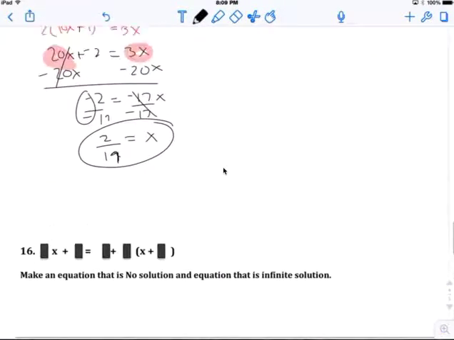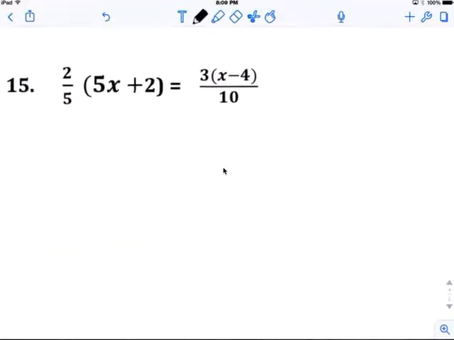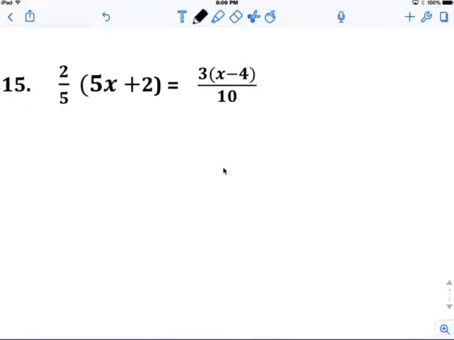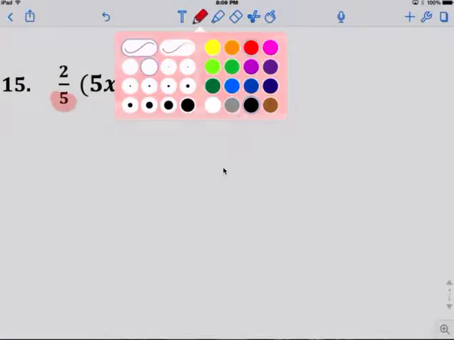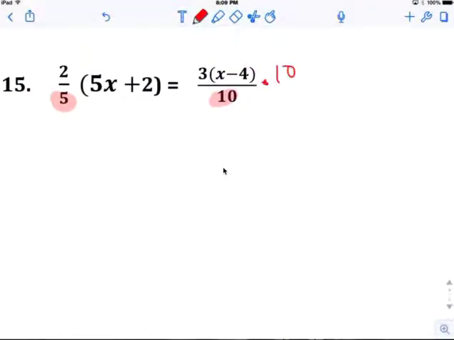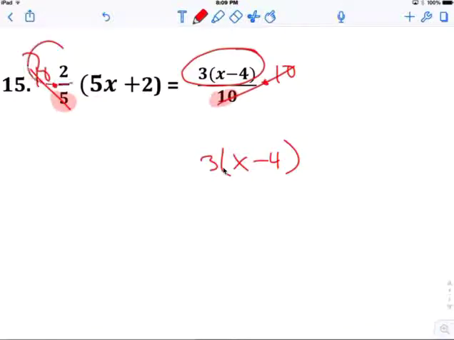Number 15, oh my goodness. Least common denominator is 10. It's 5 and 10. Least common denominator is 10. Times it by 10. Cancels out. Only leaves you this. 3 parentheses x minus 4. Times it by 10. It's 2. 2 times 2 is 4.